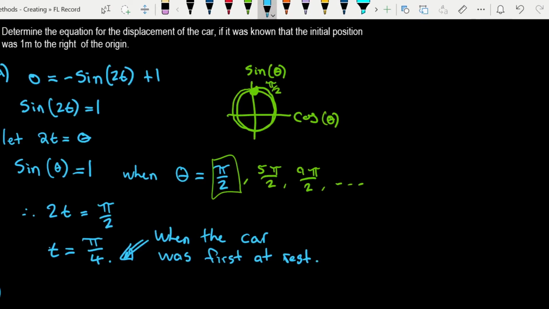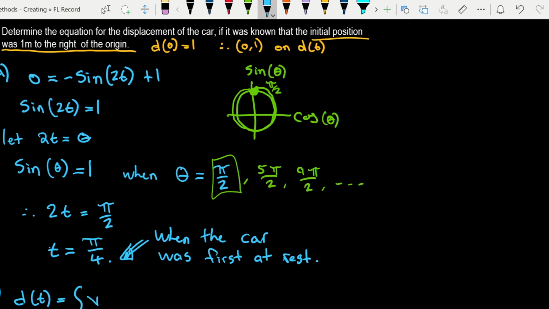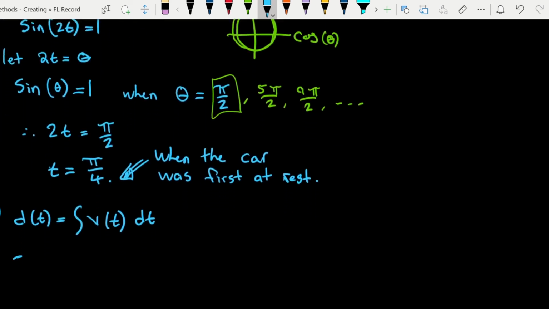B says, determine the equation for the displacement of the car if it was known that the initial position was 1 meter to the right. So we've got some kind of a problem here. This is really saying d of 0 is equal to 1. Or in other words, on our displacement function, this is a coordinate. Therefore, that coordinate exists on our displacement function. And the displacement function can be given by the antiderivative of the velocity function. So we go ahead and solve for that.